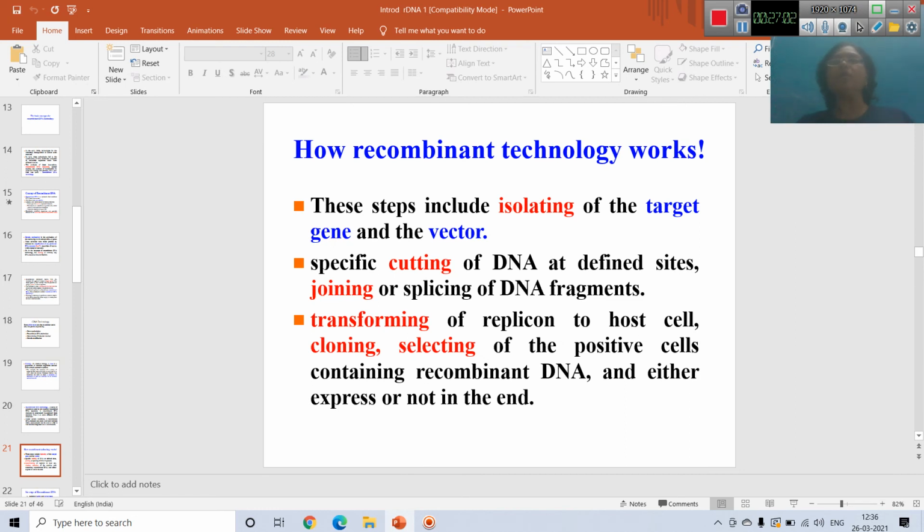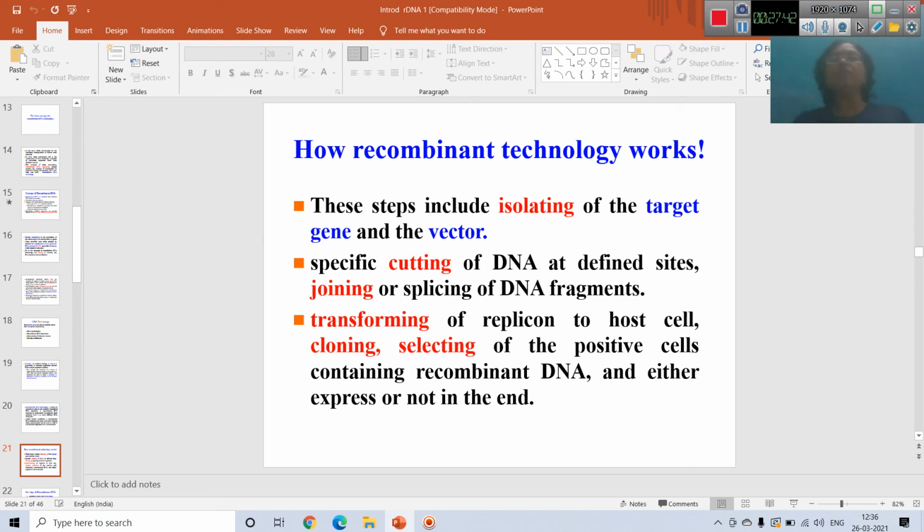So how does recombinant DNA technology work? These steps include, first, isolating the target gene and the vector. The first step is to isolate your target gene or gene of interest. Also you have to isolate the vector, like plasmids, or you have different genetically engineered plasmids like pBR322, pUC19, or different lambda phage vectors, M13 filamentous phage as a vector, or you can have a bacterial artificial chromosome or a yeast artificial chromosome. Anything can be your vector.